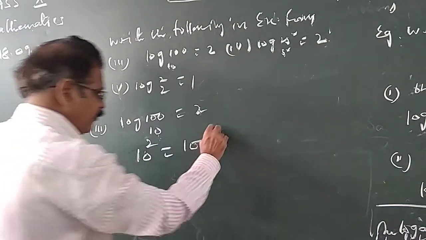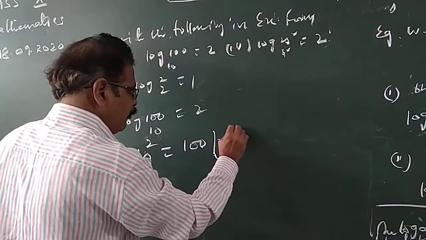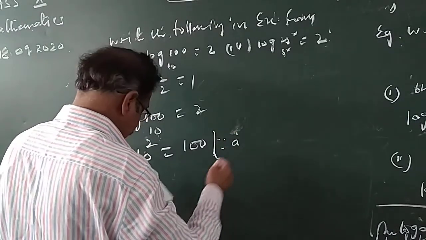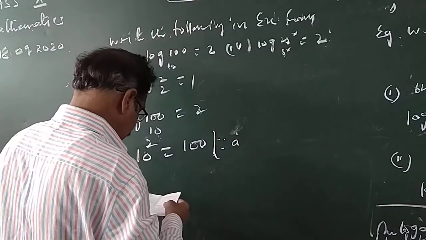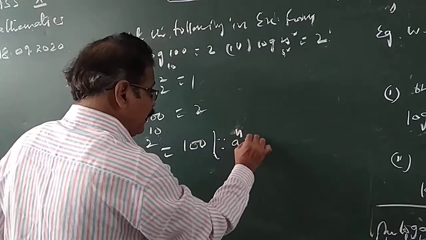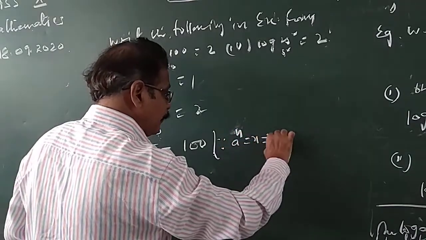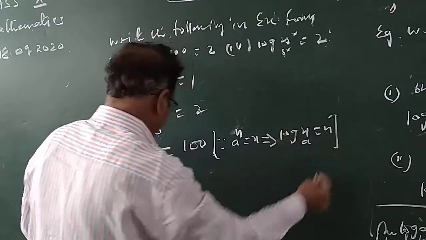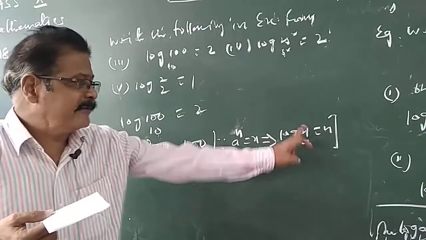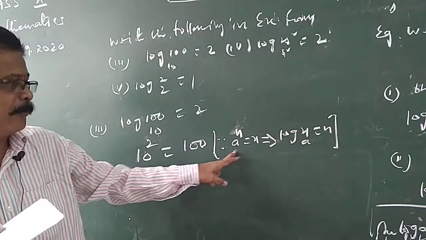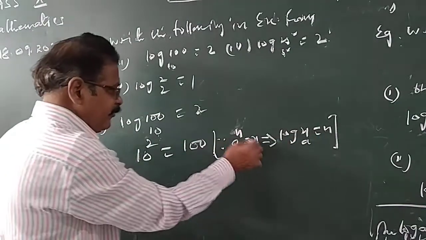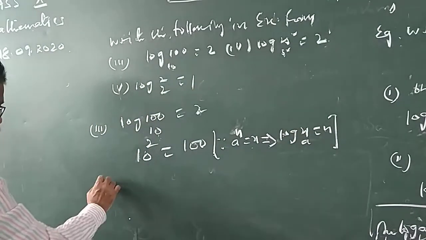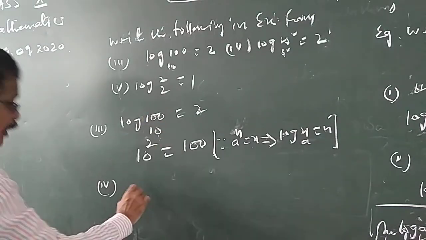Since a to the power of n is equal to x, this is log x base a equal to n. The log form given is log x base a equal to n. This is the exponential form: a to the power of n is equal to x. A to the power of n is equal to x implies log x base a equal to n. This is the fourth one.